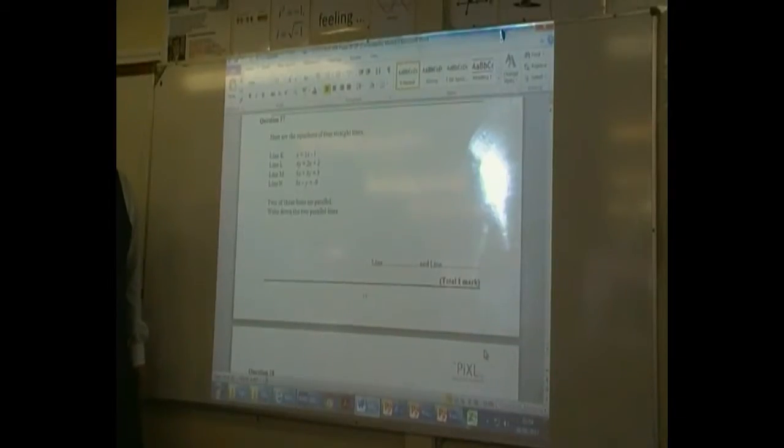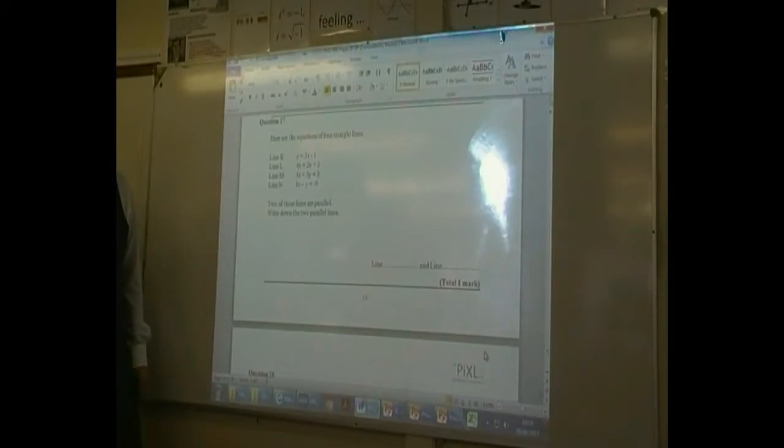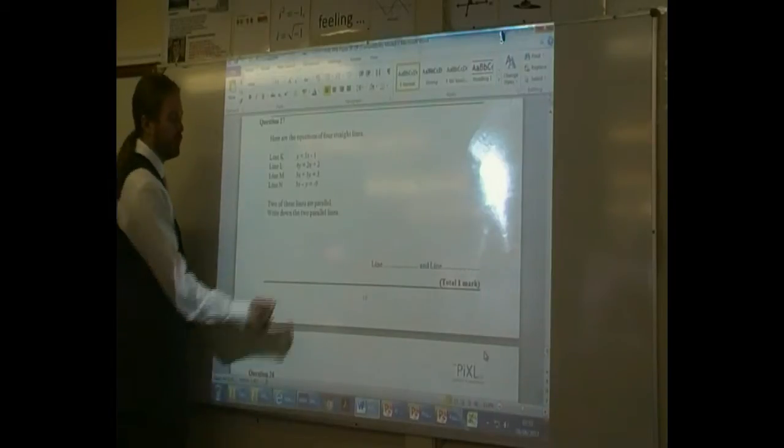Question 27. Here are the equations of four straight lines. Line K, y equals 3x minus 1. Line L, 4y equals 2x plus 2. Line M, 3x plus 3y equals 3. And line N, 3x minus y equals minus 9. Two of these lines are parallel. Write down which two lines.